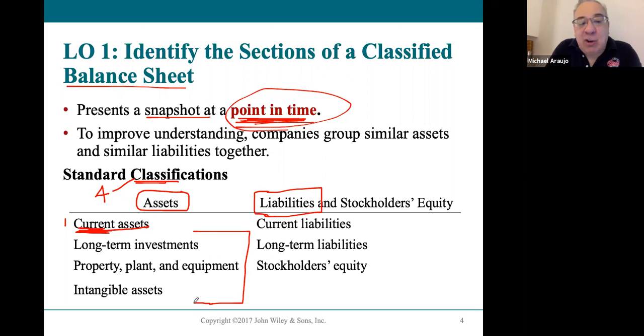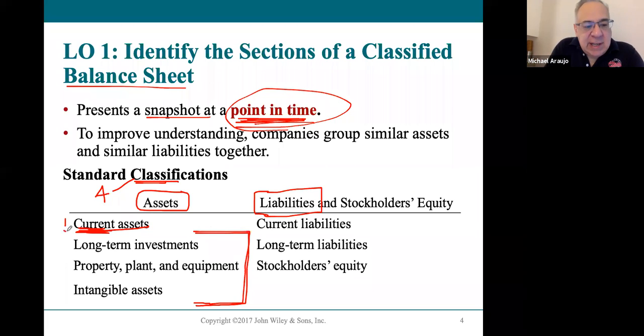So there are actually three ways to classify long-term assets. These are assets that are going to be used in the company, owned and used over a period longer than a year. For the long term.